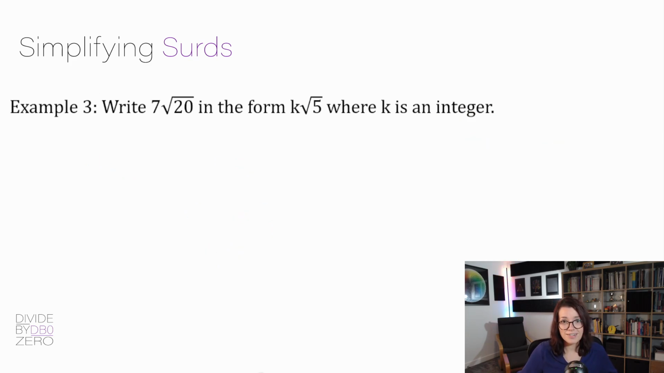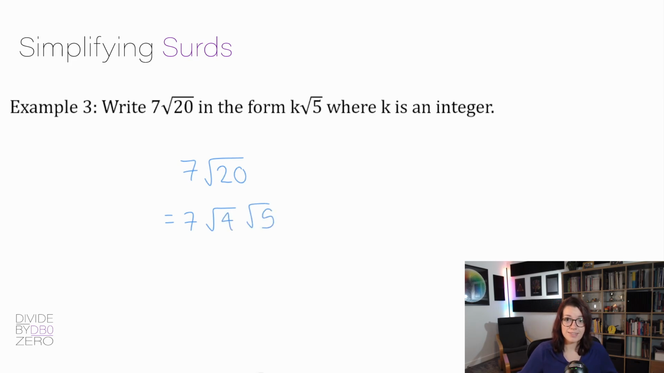Third and final example, really similar to the one before, write 7 root 20 in the form k root 5, where k is an integer. Again, leaving the 7 on the outside for now and thinking about how to break 20 down, we can say 7 and then root 4 root 5.